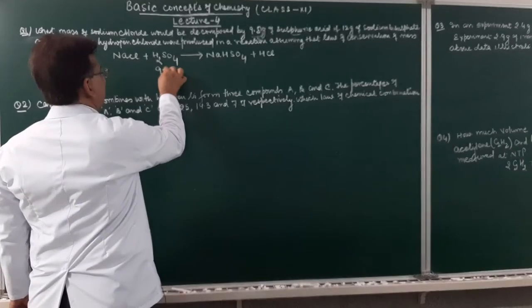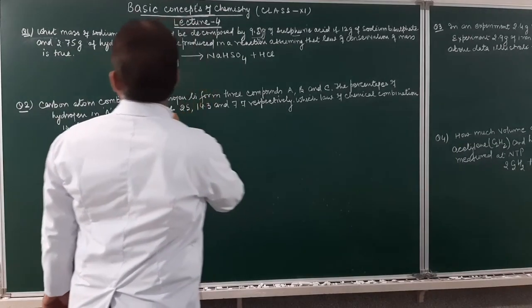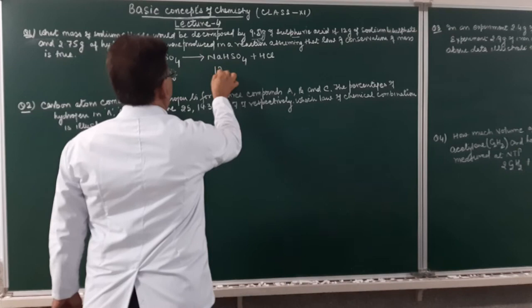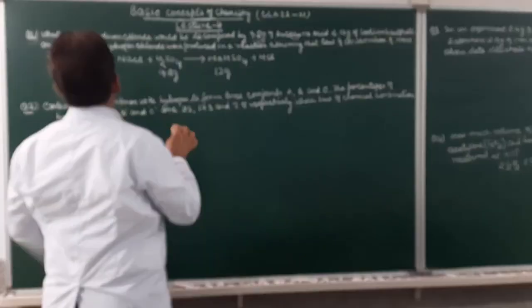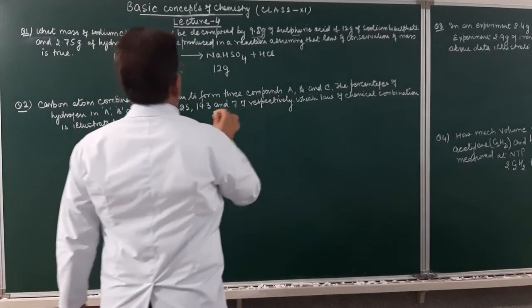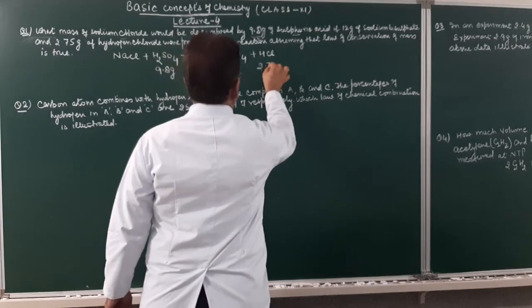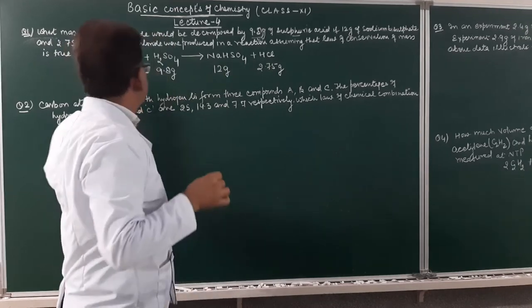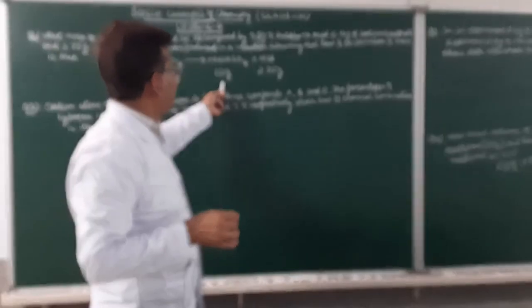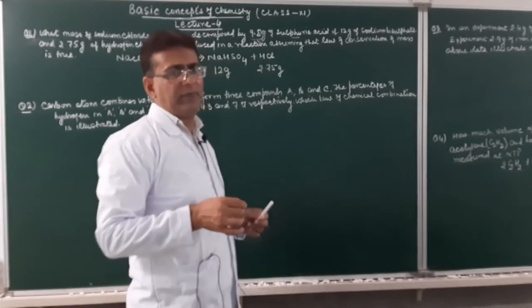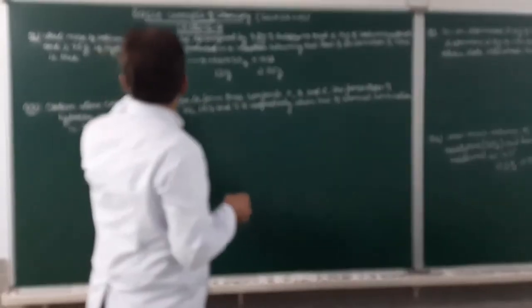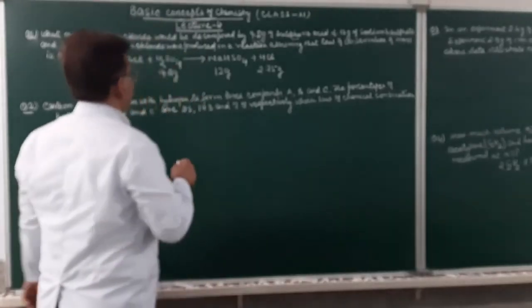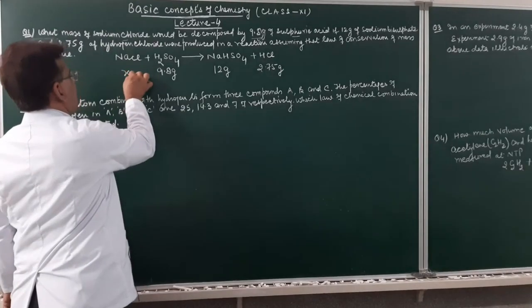What is the mass of sulfuric acid given? 9.8 gram. 12 gram of sodium bisulfate and 2.75 gram of hydrogen chloride are produced. I must be very clear. What is the question given? A certain mass of NaCl reacts with H2SO4 to form 12 gram of sodium bisulfate and 2.75 gram of HCl. So, what mass of sodium chloride would be decomposed? Let this mass be X gram.